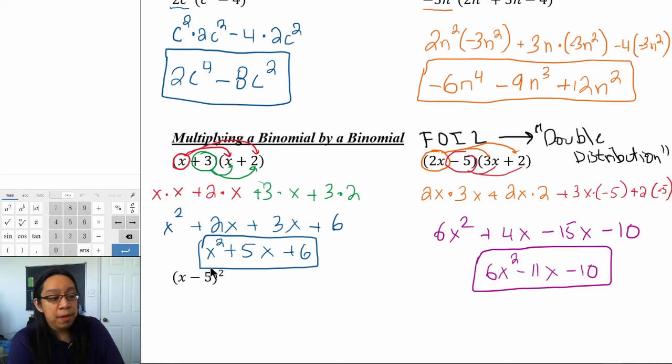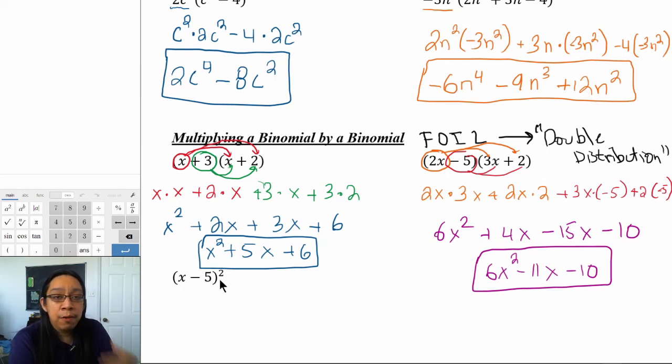Let's go ahead and do another one. This one's a little bit special. So x minus 5 to the power of 2. One thing that you have to keep in mind is that with our expectations so far, we should be able to apply FOIL or double distribution with this type of example. But the problem is that we don't necessarily have two binomials at the moment.